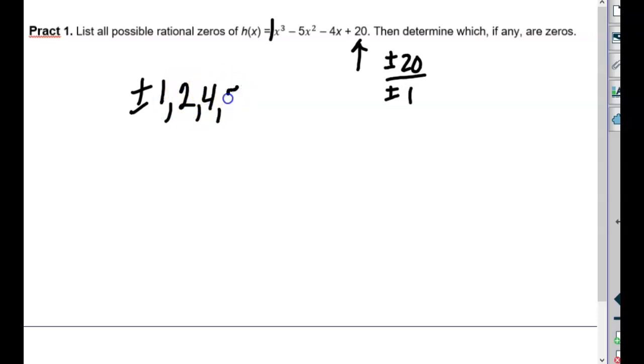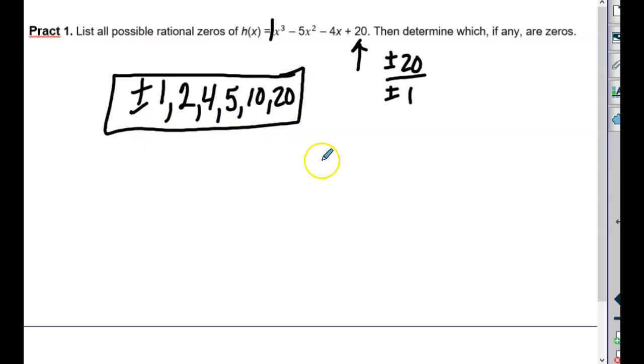4, 5, 10, and 20. Okay, so we were supposed to list that. There's the list. Then it says determine which, if any, are zeros. Does anybody remember the painful way I would have had to do this because I didn't have a graphing calculator? If it's a 0, I can plug those all in, right? One at a time and figure out which one comes up 0. That doesn't sound too fun, does it?